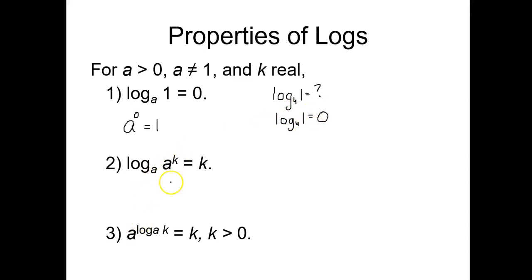Right? Number 2, log base a of a to the k equals k. Well, if you write it in exponential form, a to the k equals a to the k. That makes sense. But then if you have something like log base 4 of 4 to the 17, and you're trying to see what that equals, well, log base 4 of 4 to the 17 is going to equal 17.